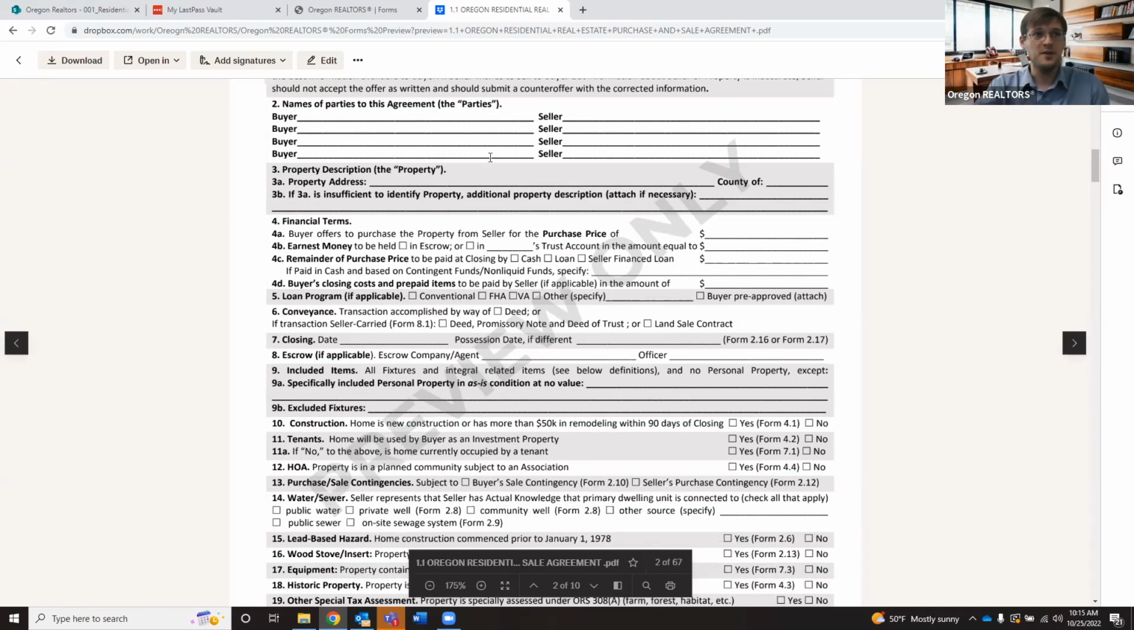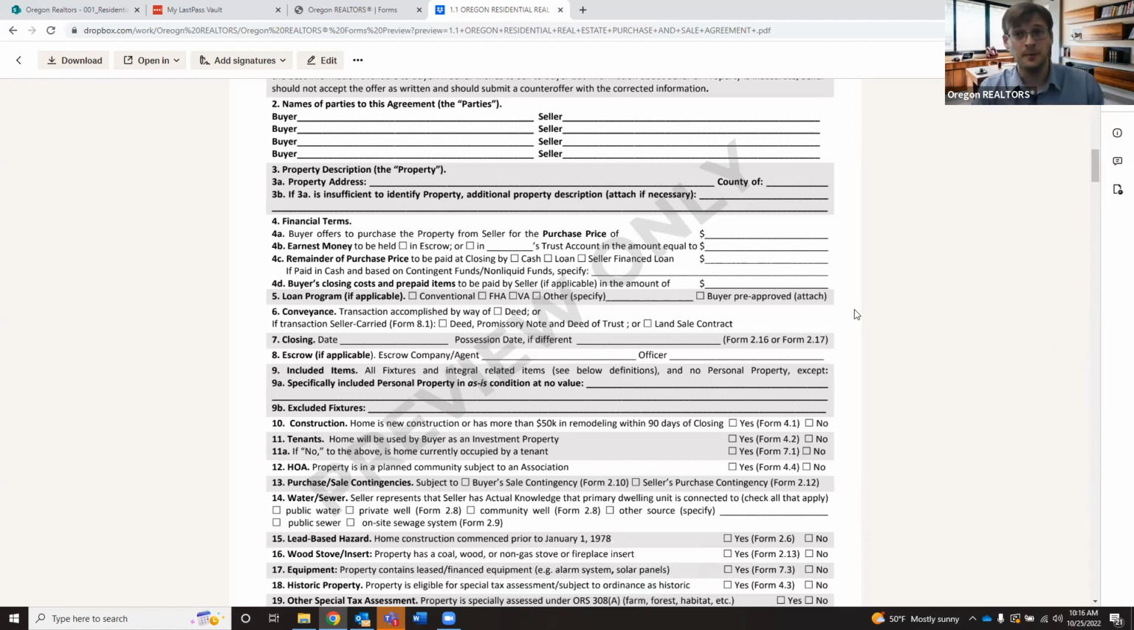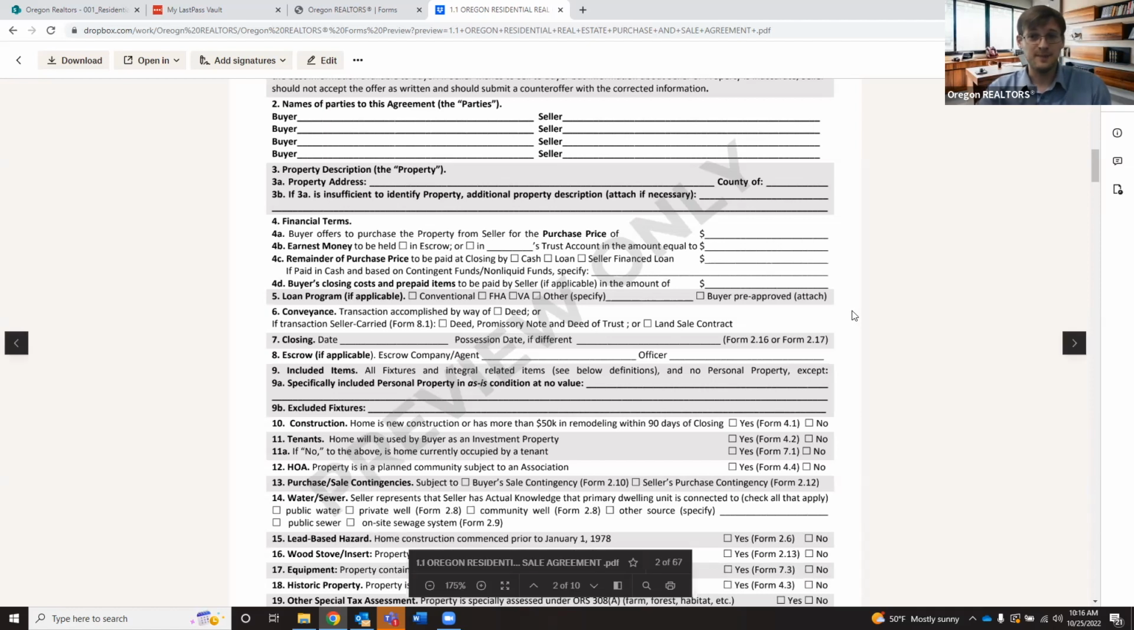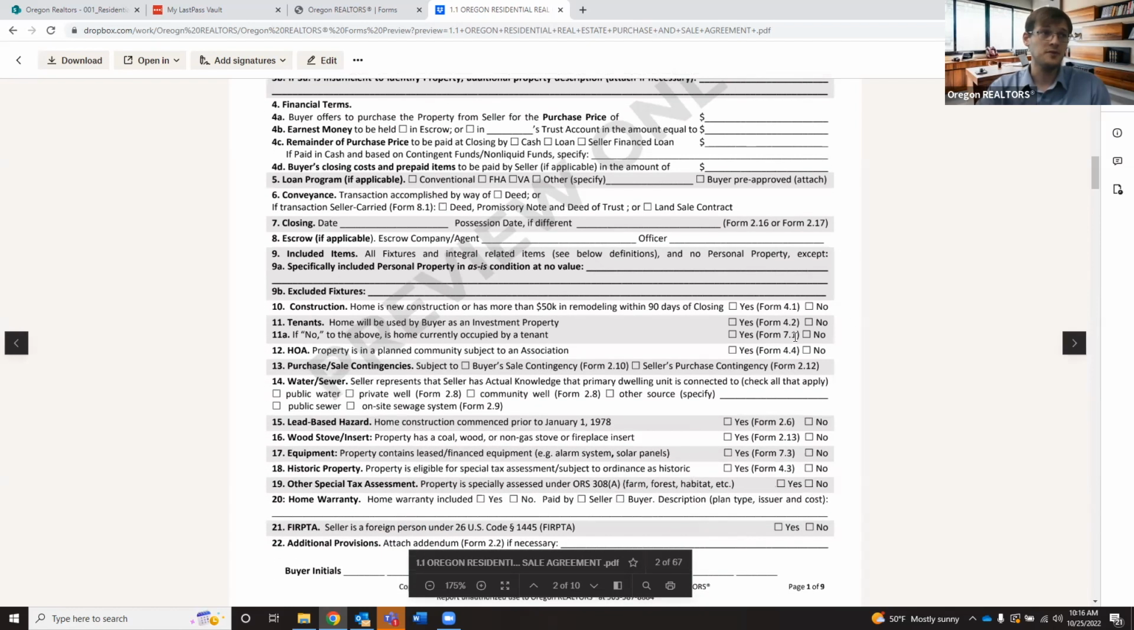So you'll see on the first page, you have very broad fill-in terms. What kind of loan are you doing? Are you using non-liquid funds? If you're using cryptocurrency, you should tell them that because it might not exist tomorrow. So those are things that you need to specify at the start of the transaction if you're using them.